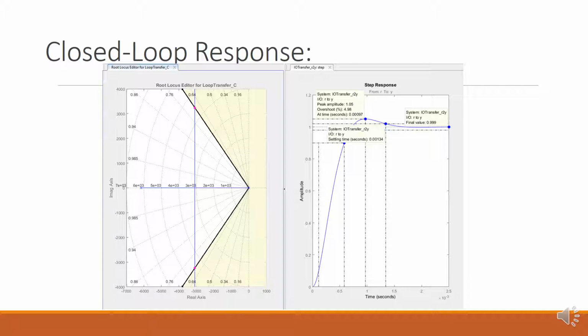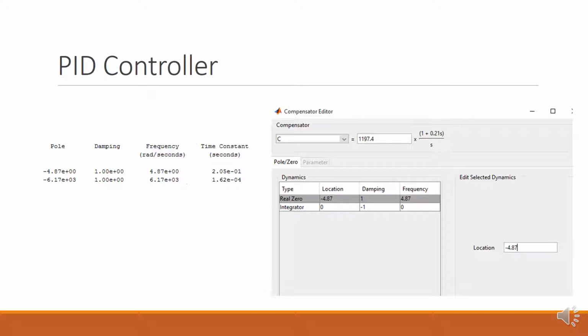The root locus editor was used to develop the closed loop response. After making the changes, we developed an overshoot of 4.98%, and the settling time was 0.00134 seconds. To meet the design criteria of less than 5% overshoot, less than 0.4 settling time, and no steady state error, I needed to find the pole value, so I used MATLAB to generate the poles of the transfer function. I used that value in the compensator editor.